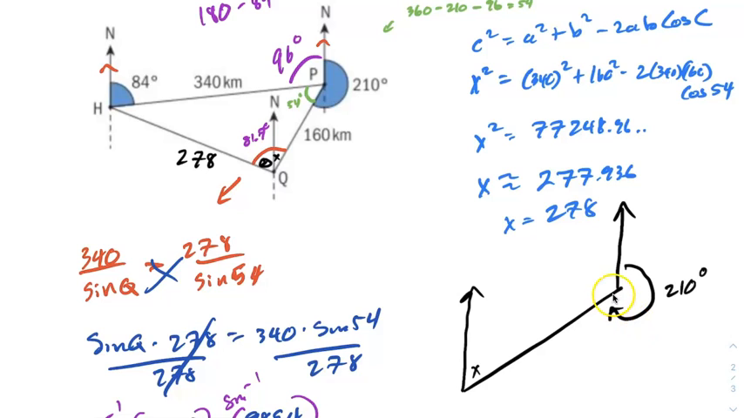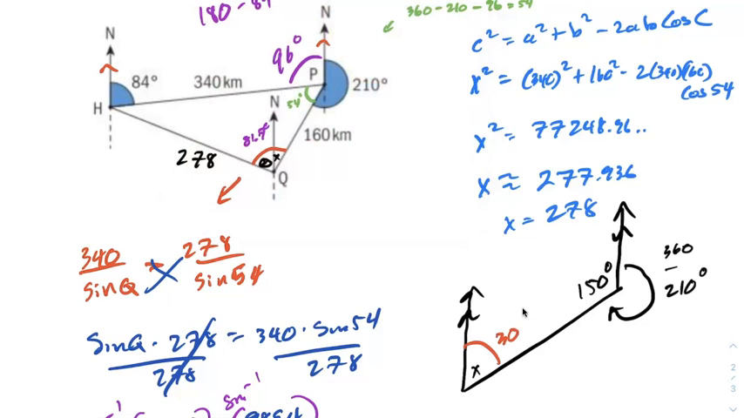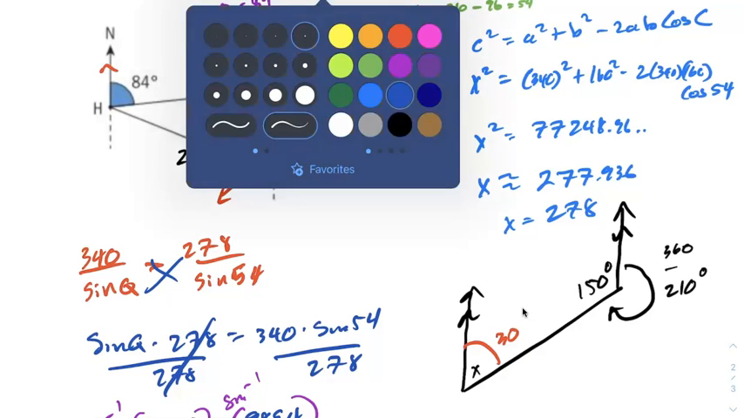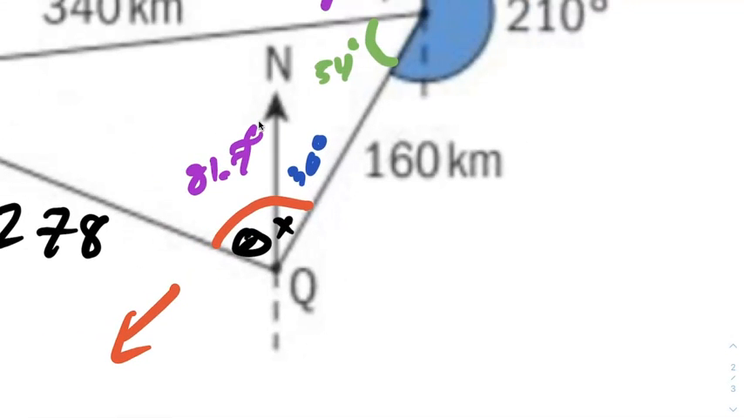So, if this is 210, this is a full circle. So 360 minus 210 gets me 150. And if that's 150, then these two are parallel, because again, they're both going north, so it makes this 30. So this little angle right here is 30 degrees. So this corner is 30 degrees.